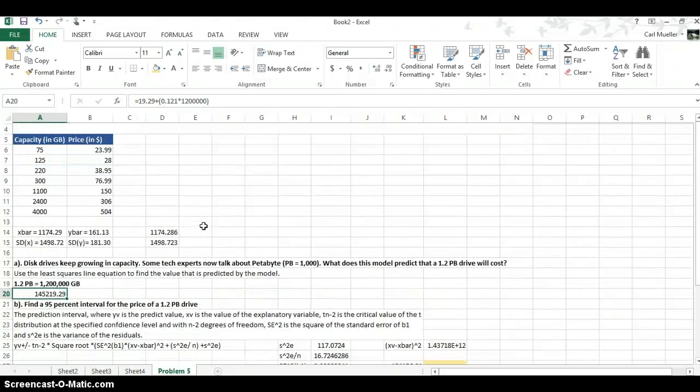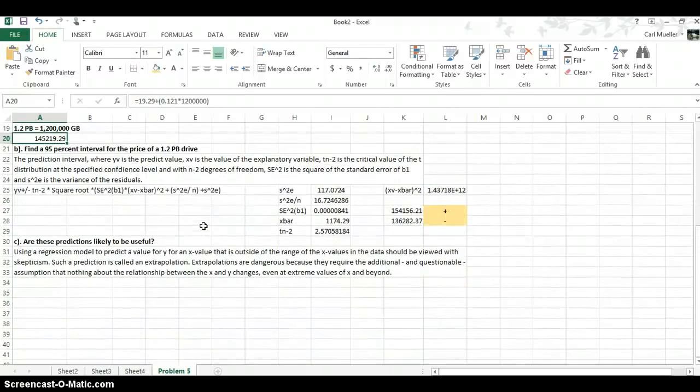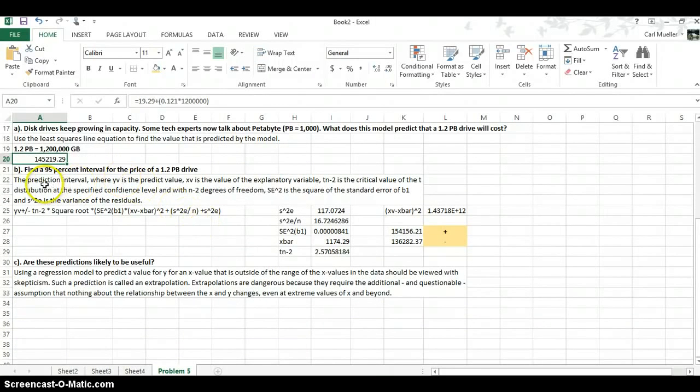So question B: find a 95% interval for the price of a 1.2 petabyte drive. We have everything that we need in this case. Now, the prediction interval, where y-hat is the predicted value. The predicted value is what we just saw right here, $145,000. x-nu is the value of the explanatory variable. What's the explanatory variable that we're looking at? It's 1.2 petabytes, or 1.2 million gigabytes. t with n minus 2 is the critical value of the t distribution at the specified confidence level with n minus 2 degrees of freedom. What does that mean?